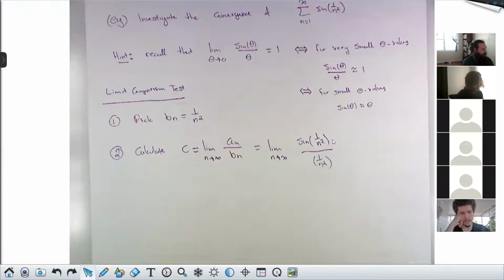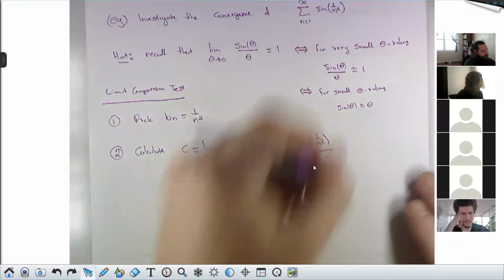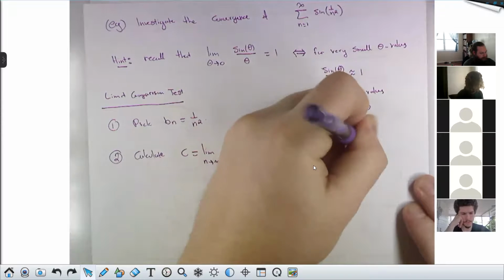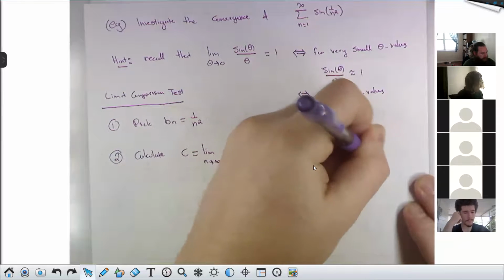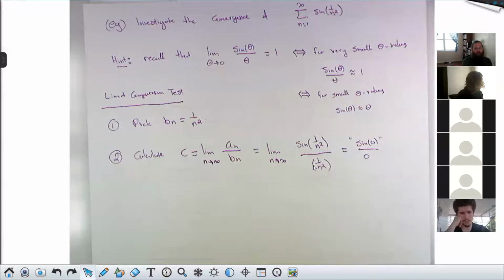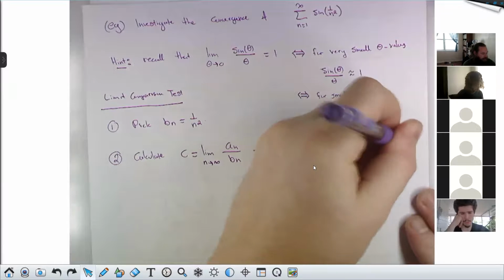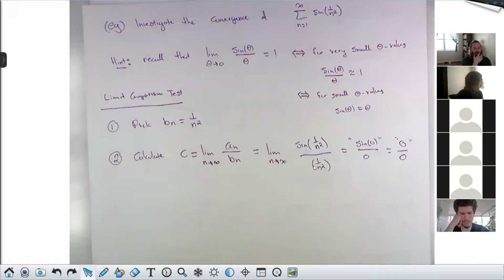This is just life. But from here, we need the appropriate tool to calculate the limit. And if cancellation of the 1 over n squareds is not the appropriate tool, what is? So 1 over n squared goes to 0, right? So this looks like sine 0 over 0. The sine of 0 is 0. So this looks like 0 over 0. So what would be the appropriate tool to carry on from this step? L'Hopital's. Good, L'Hopital's rule.